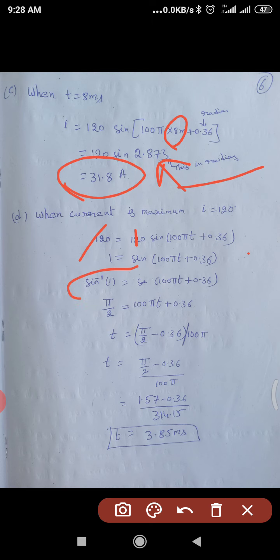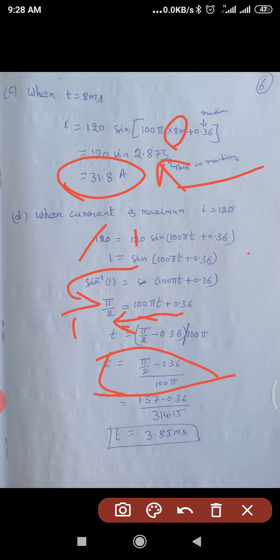Sin inverse of 1 is nothing but 90 degrees. So here we are using pi by 2 radians. So pi by 2 is equal to 100 pi t plus 0.36. If we take this to the other side, it becomes minus 0.36, and 100 pi, if we take this to the other side, it becomes divided by 100 pi. So finally we get t is equal to pi by 2 minus 0.36 divided by 100 pi.